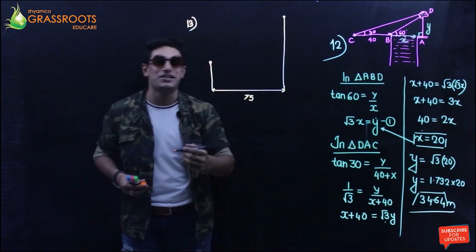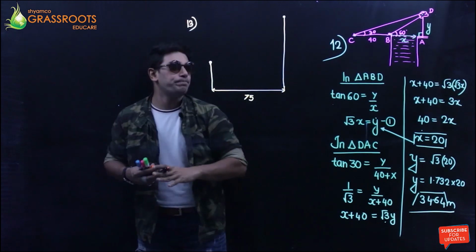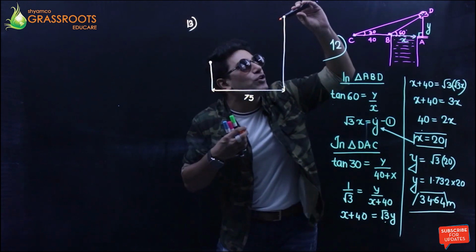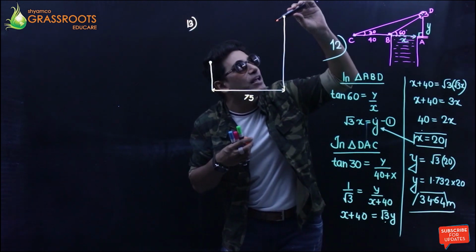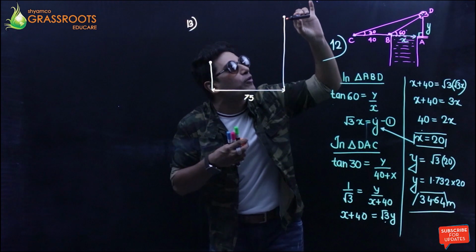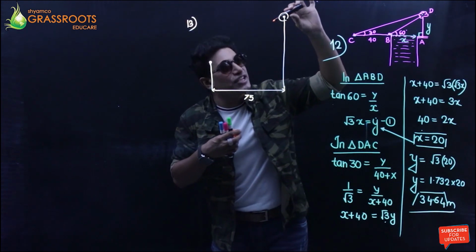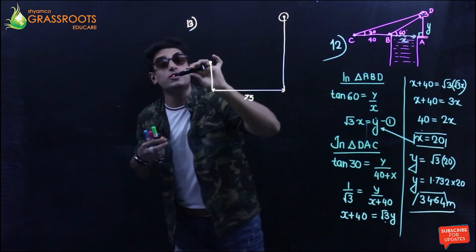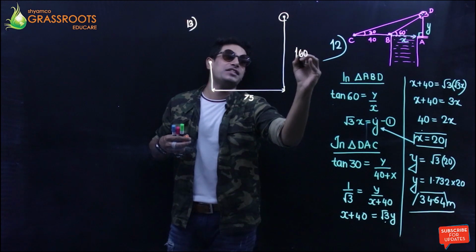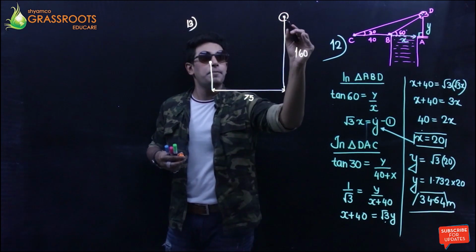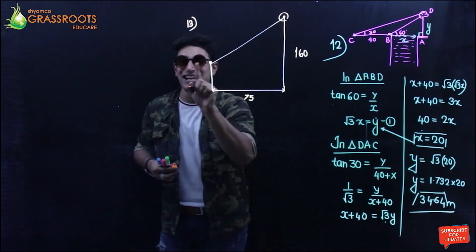What to do here? But we'll manage something out. Now listen, understand the English. The angular depression, depression means down. Angular depression from the top of the second tower, seen on the first tower, is 45 degrees and this second tower is 160 meter high.